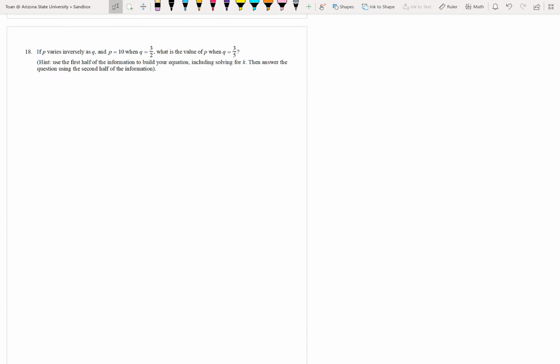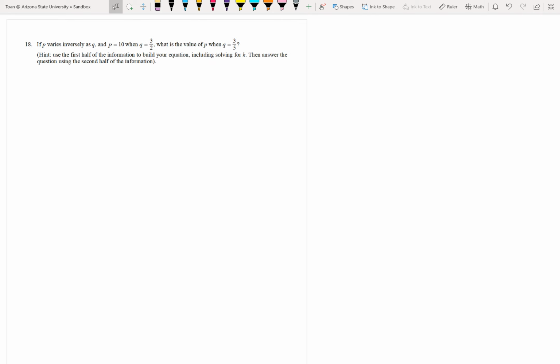Number 18 is a variation or proportion question. The idea is, if you read those words, varies, proportions, whatever, there are 2 types. If you have something like y is directly proportional, varies directly to x, that'll produce an equation that looks something like this. Notice that the 2 variables are on the same level. There's no fractions, or if there were fractions, they're both in the numerators.